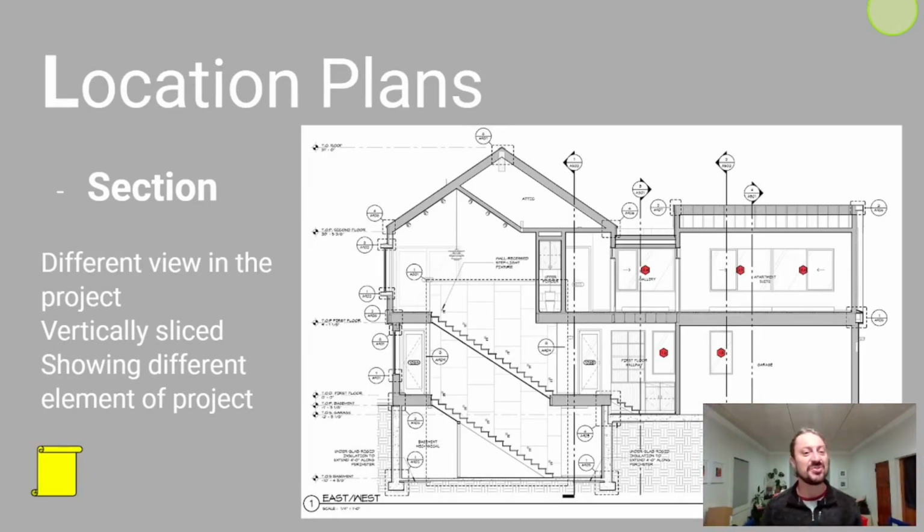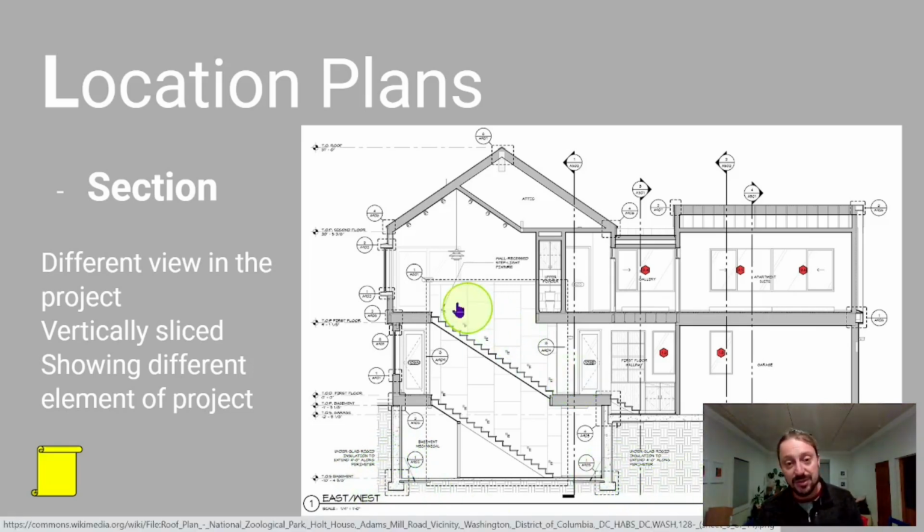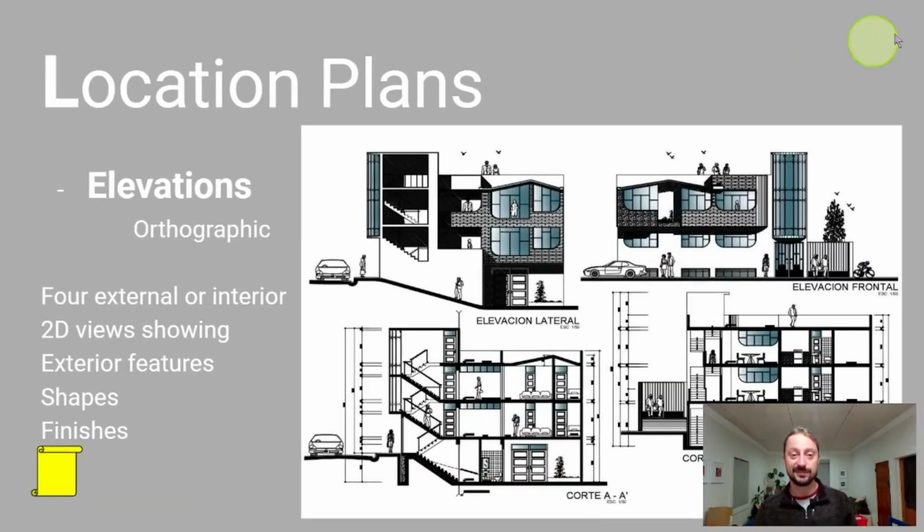Sections show different views of the project. It's usually a vertical slice showing different elements. We touched on foundation plans, where we can see the foundation plans would be right here, stairs, showing the element from the inside, which way the doors will open or windows. Elevations, or called orthographic. It's for internal or external 2D views showing external features, the shapes, or even finishes.